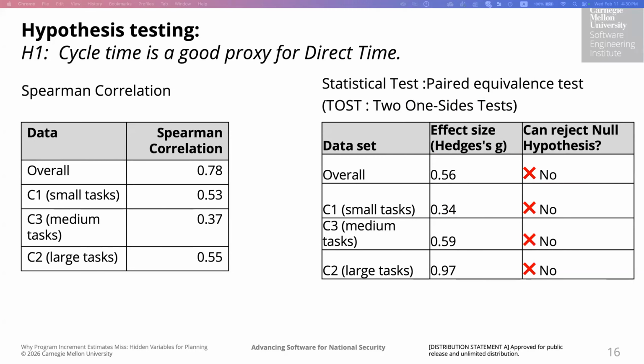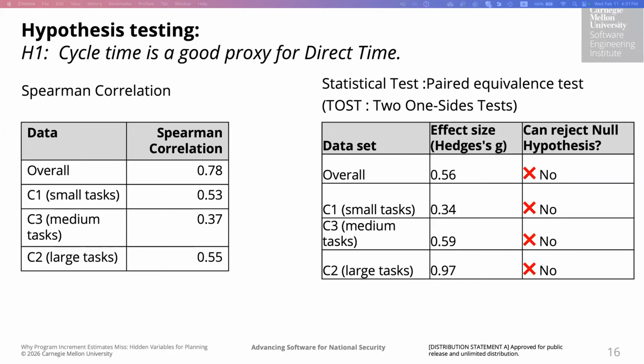So now we formally test the first hypothesis that cycle time is a good proxy for direct time. We start with the Spearman correlation, what you see on the left over here, since the data is not normal and it spans over multiple orders of magnitude. For the overall data, the correlation is pretty high, it's 0.78, which at first glance looks reasonably strong. But once we break down by different size clusters, the picture changes.